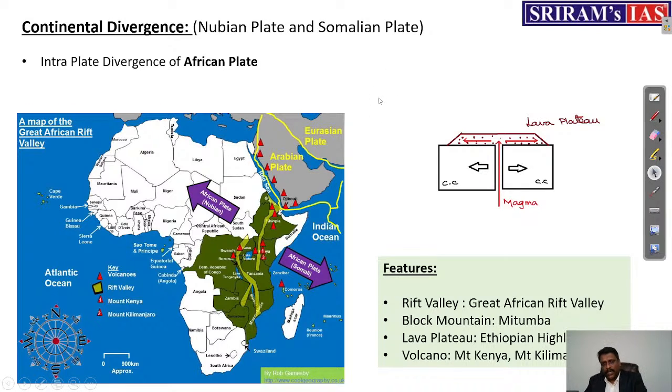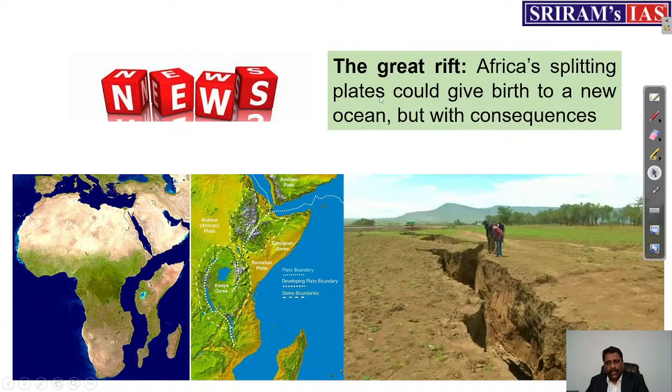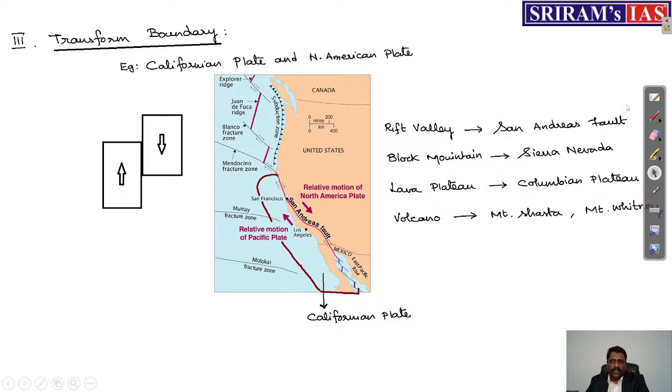Now, it's all about the divergent boundary. And let's talk about the transform boundary, my dear friends. I understand the transform boundary today behaves more like a divergent boundary. A transform boundary that happens to be on land behaves more like continental divergence. A transform boundary that happens to be in the ocean behaves like oceanic divergence.